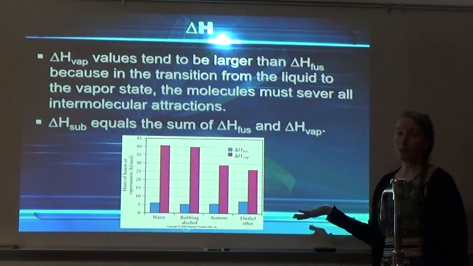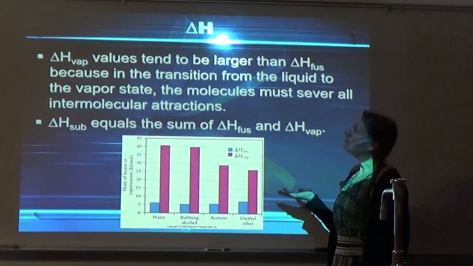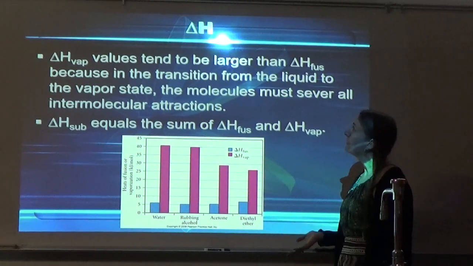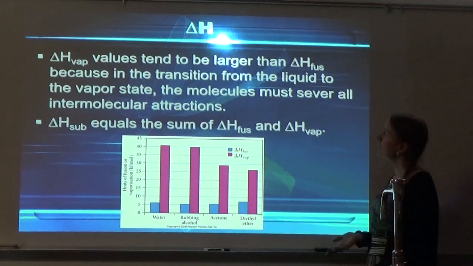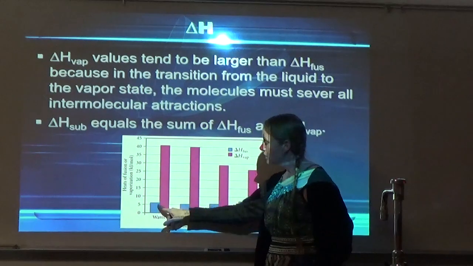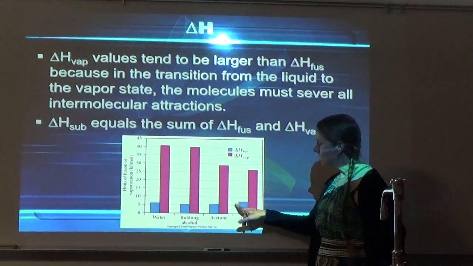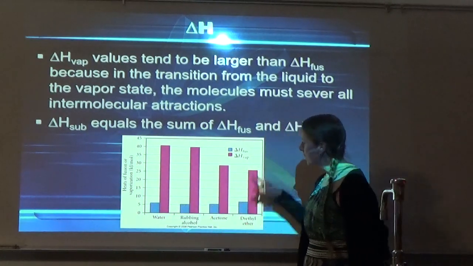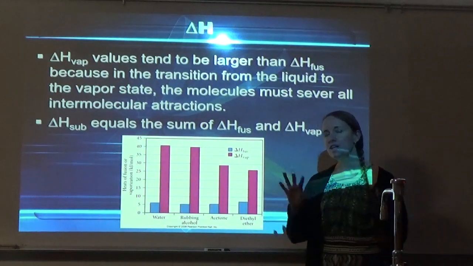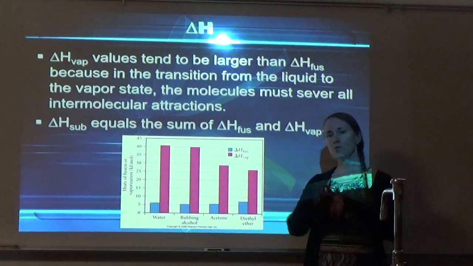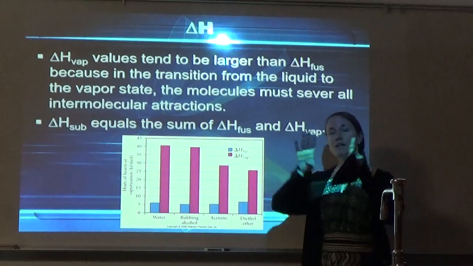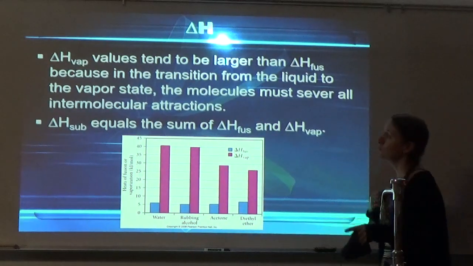So, delta H values. So we discussed these in honors. Delta H of vaporization tends to be larger than delta H of fusion because in the transition from liquid to vapor state, the molecules must sever all intermolecular attractions. So if you look, here are some of my delta H of fusions, these short blue columns. Look at the delta H of vaporization. Remember, to go from solid to liquid, they just have to move out of their fixed positions. They aren't really moving away from each other that much. To go from a liquid to a gas, those molecules have to break those intermolecular forces.